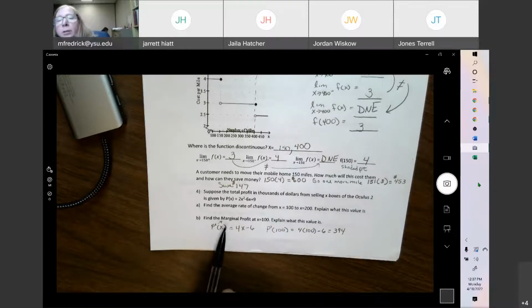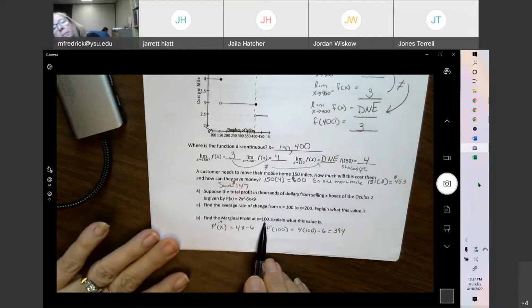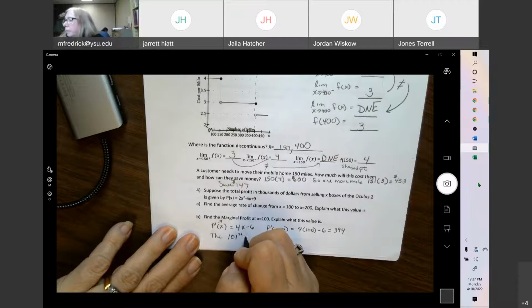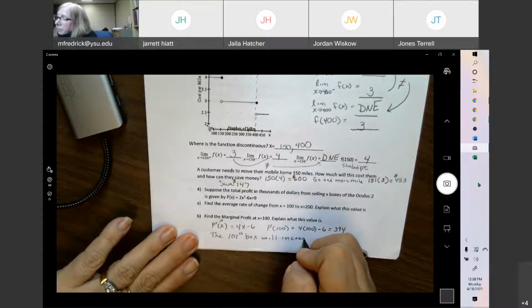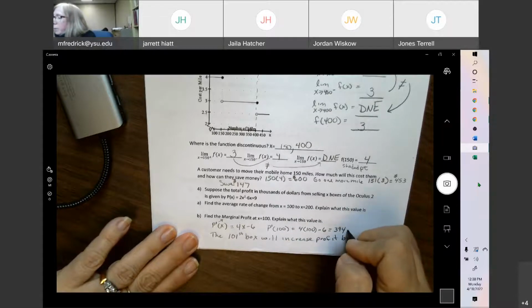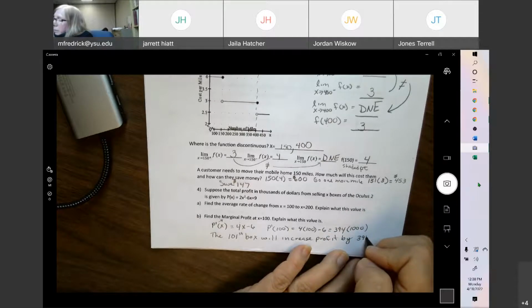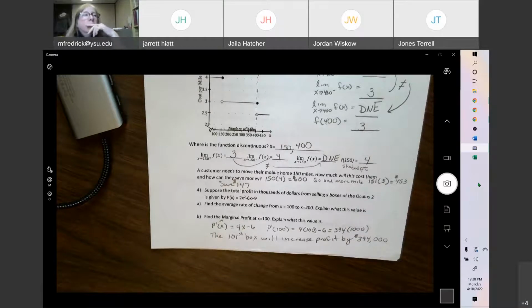Now, marginal profit tells you if you went one more. So you're selling 100 boxes of the Oculus 2. If you sell one more box, the 101st box will increase profit by, and then remember this was in thousands, $394,000. Any questions on that?